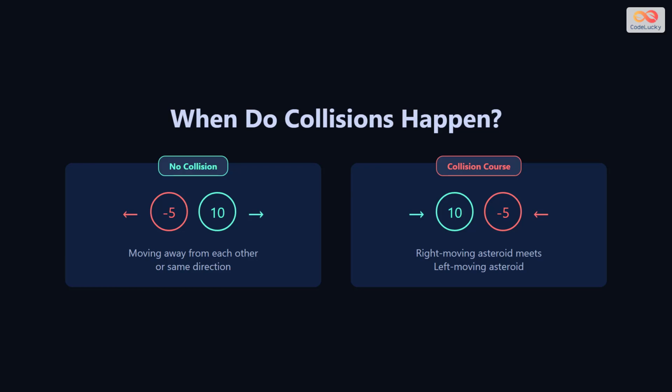Collisions only occur under specific conditions. If two asteroids are moving away from each other or moving in the same direction, they will never meet. A collision only happens when a right-moving asteroid meets a left-moving asteroid. In our terms, a positive number followed by a negative number.